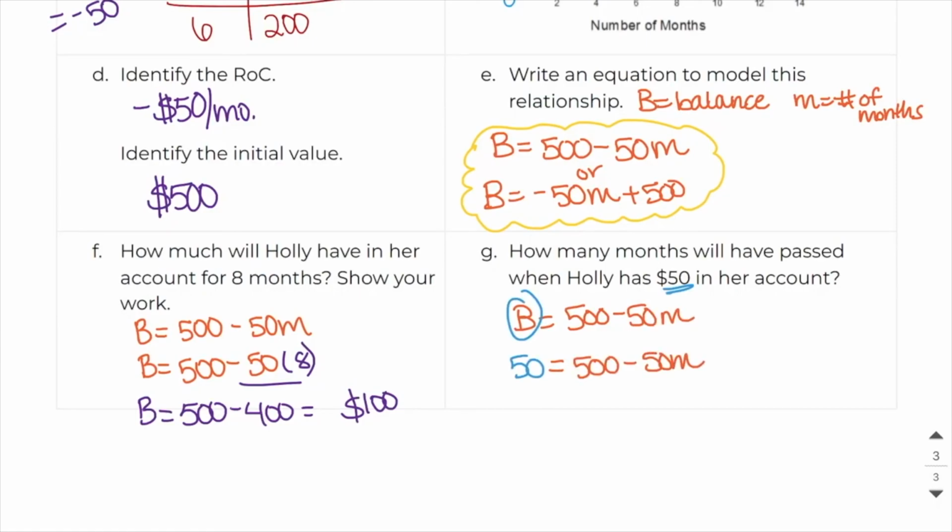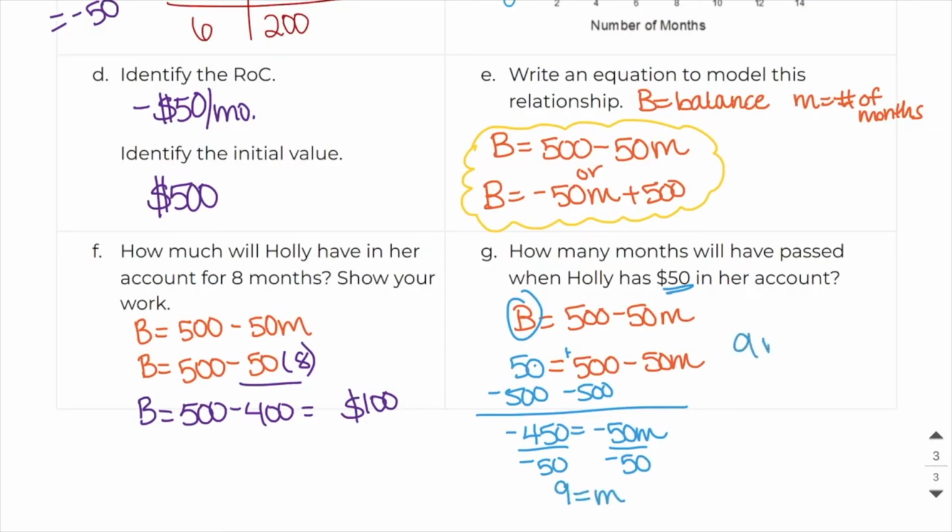So now I need to get rid of this 500, and because it's an invisible positive 500, I would subtract it. Whatever I do to one side, I do to the other side. So 50 minus 500 is negative 450. Bring down this negative 50 over here. Divide both sides by negative 50. And I end up getting positive 9 equals M. So it would take 9 months.